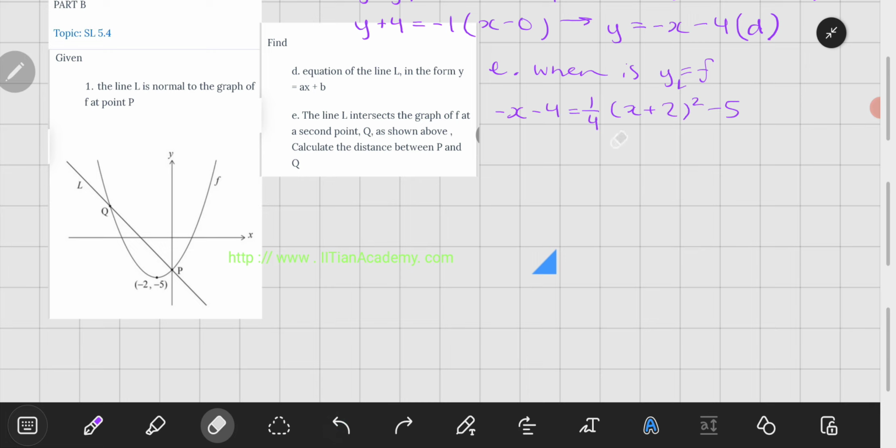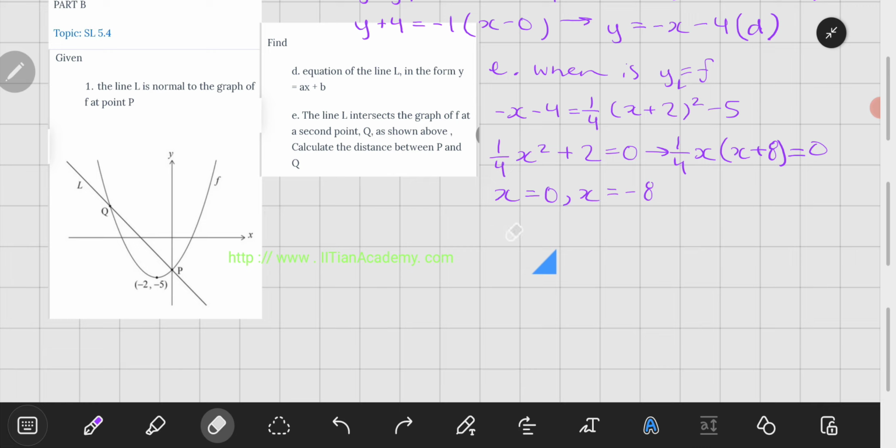So we'll actually equate the two, where we know that our equation y is equal to negative x minus 4, and our equation of our parabola f is equal to 1 over 4 multiplied by (x plus 2) squared minus 5. So if we expand and then collect like terms, we will find that our equation should become 1 over 4 x squared plus 2x. And then if we factor this, we find that we get 1 over 4x multiplied by (x plus 8). And this denotes our two roots. So we'll have the roots x is equal to 0 and x is equal to negative 8.